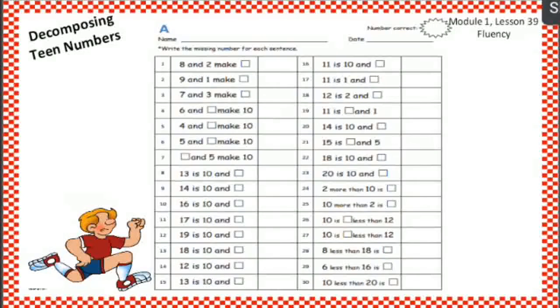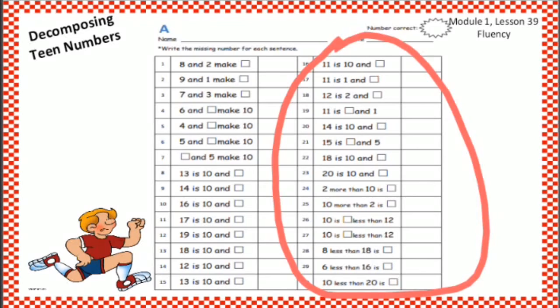Now we're going to be looking at decomposing 10 numbers. Decomposing what? 10 numbers. For example, if you look at this part of your screen, you can see various numbers that are being added together to make 10 numbers. For example, 11 is 10 and 1, or 11 is 1 and what? 10. Do you see that? All these are 10 numbers and the decomposition of what? 10 numbers. Very good.